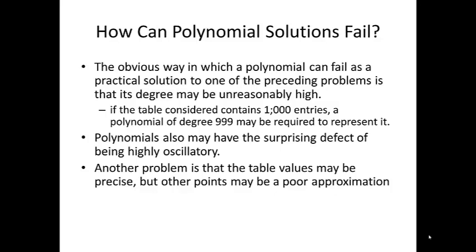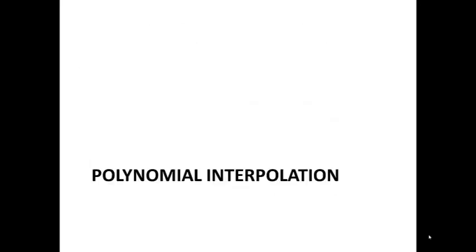Polynomials may also have the surprising defect of being highly oscillatory, particularly at high n. Another problem is that the table values may be precise, but other points may be a poor approximation when you're using the polynomial to get those, particularly due to that high oscillation factor. Later in Chapter 7 we'll look at an example involving the Runge function that illustrates precisely this phenomenon. But it's now time to turn our attention to polynomial interpolation. Now that you've had a brief preview of the various techniques available for solving these problems, let's look at the main technique from Chapter 4, namely polynomial interpolation.